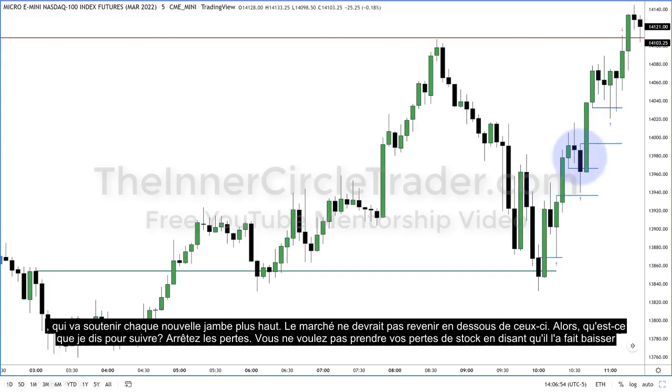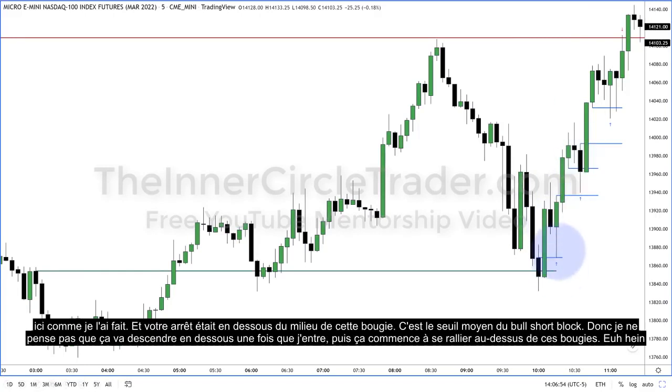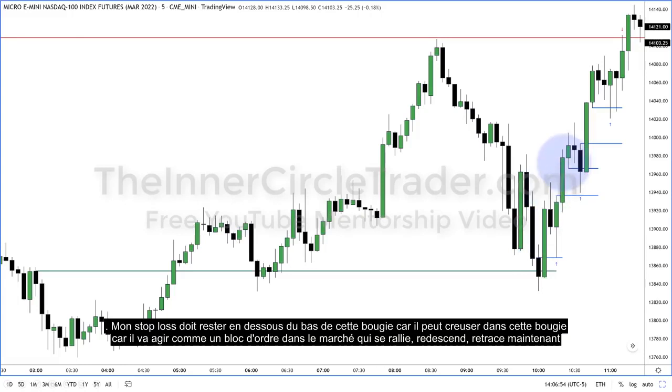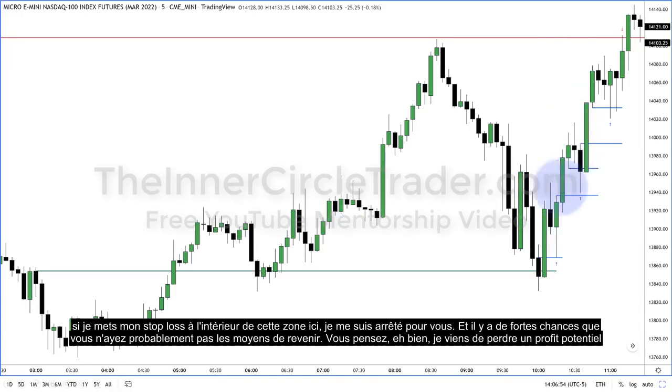So what am I saying? For trailing stop losses, you do not want to take your stop loss, if say you bought it down here like I did, and your stop was below the middle of this candle. That's the mean threshold of the bullish order block. So I don't think it's going to go down below that once I'm entering. Then it starts to rally and goes above this candle's high. My stop loss must remain below this candle's low because it can dig into that candle because it's going to act as an order block. Then the market rallies away, comes back down, retraces. Now if I put my stop loss inside this area here, I'm stopped out prematurely. And chances are you probably wouldn't have the wherewithal to get back in.